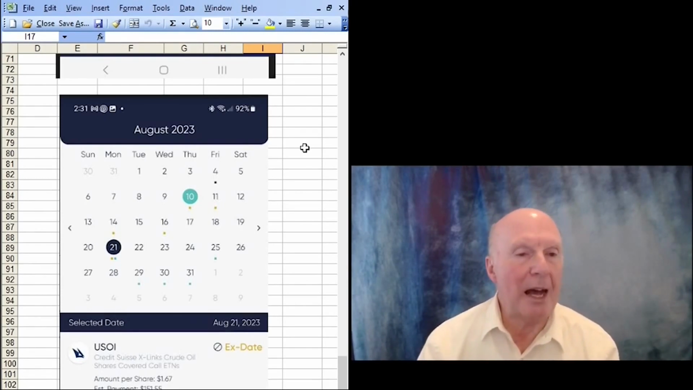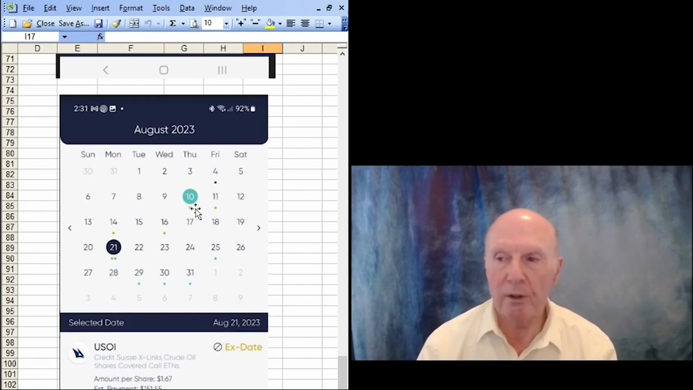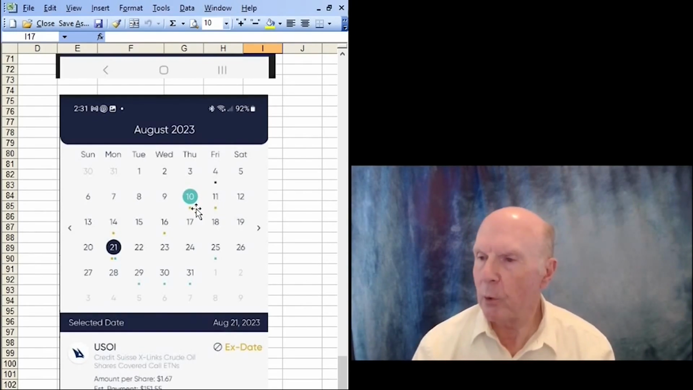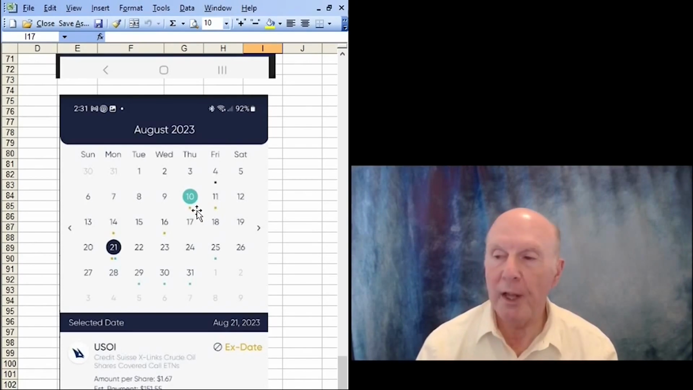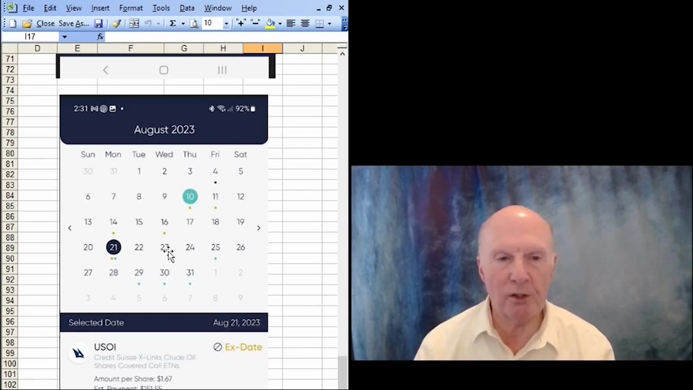But the thing that's nice is this monthly screen here. So it's just got the 10th highlighted in green because, well, I'm not sure why it's got the 10th highlighted. That's just what I had selected on my phone that day. It typically highlights today's date. Or maybe the day I did this originally was the 10th, but now we're up to the 23rd or so. But what I've highlighted in black is what it's showing below down here.